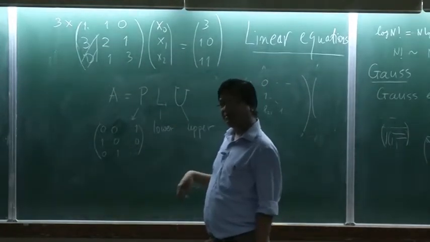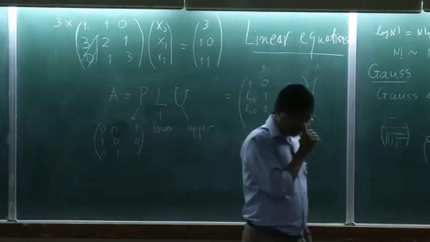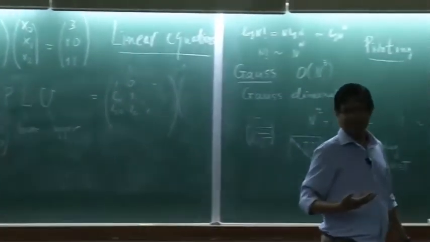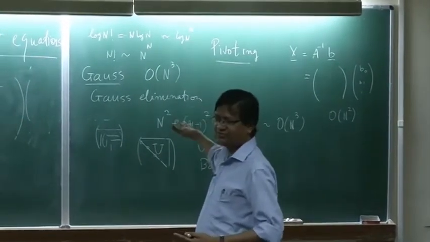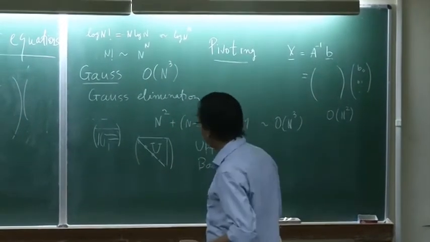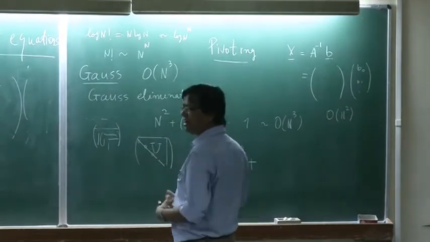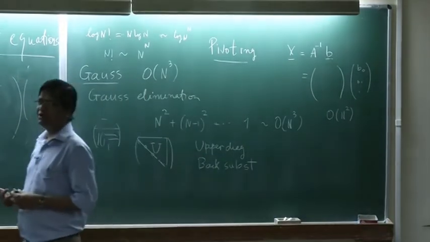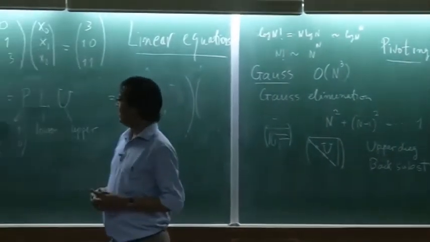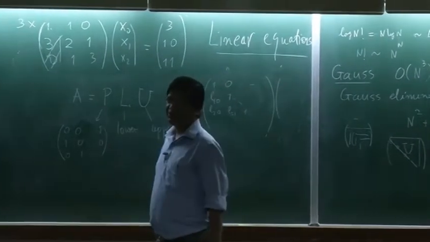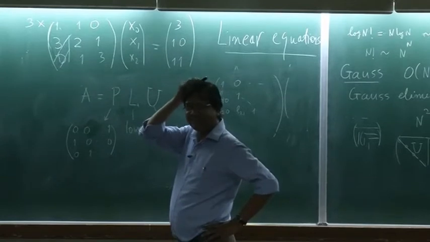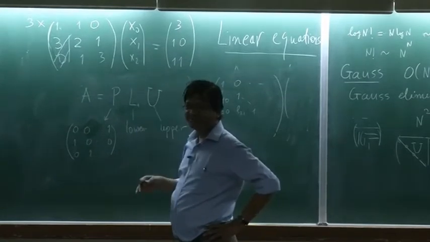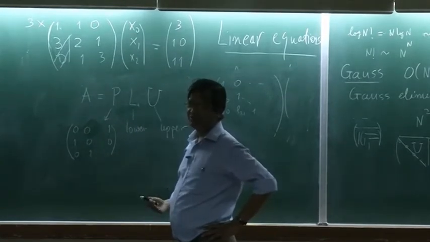Now, L and U are again computed using elimination. It is more algebra, but along similar lines, and you can do that in order n cube. The LU computation can be done in order n cube. Once I have L and U, then I can compute A inverse. So you do not need anything else, A inverse can be computed from L and U.